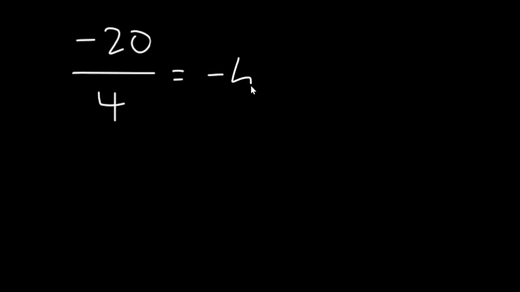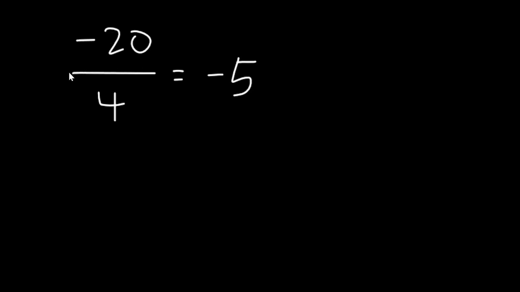Let's do a practice problem. Negative 20 divided by 4. If you could do it in your head, that's great. The answer is negative 5. 20 divided by 4 is 5. Since we only have 1 negative sign, that means it's a negative number, because 1 is an odd number.